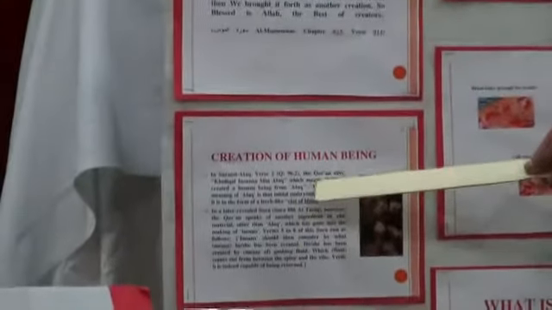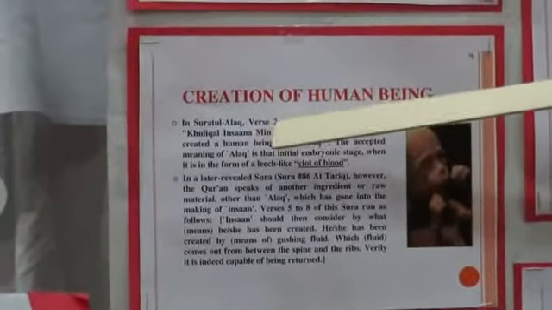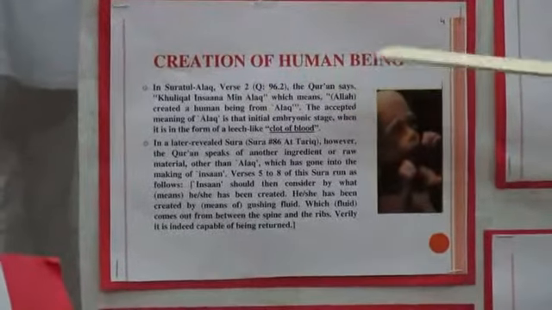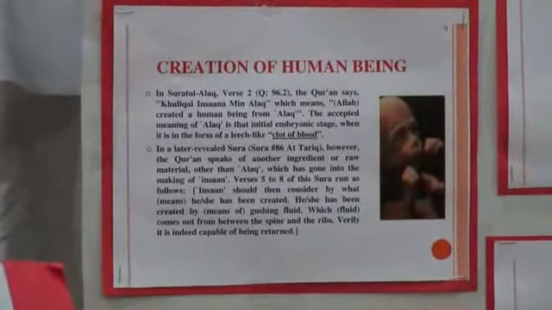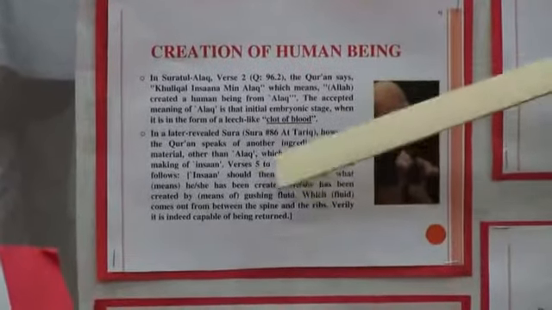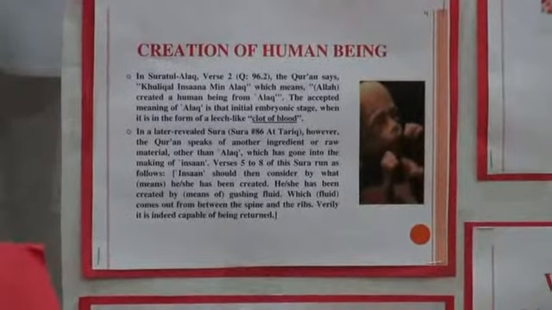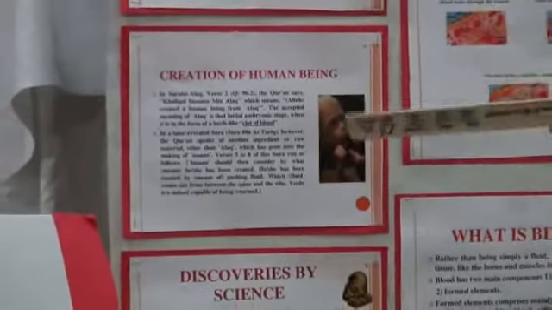And these are some other ayats that I chose from the Quran. This is from Surah Alaq, and this talks about how Allah created a human being from alaq, or a clot of blood. And this is from Surah At-Tariq, and it speaks about another ingredient or raw material other than alaq, which is a clot of blood. And basically they're talking about a gushing fluid or blood.